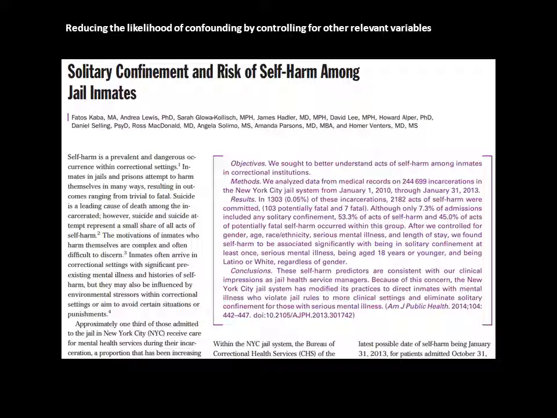However, the two variables might be associated with other factors. So the researchers adjusted in a statistical model for gender, age, race, serious mental illness, and the length of time they were in prison. By adjusting for these other variables, they were able to strengthen their argument that the relationship between solitary confinement and risk of self-harm is less likely to be spuriously attributable to some of these other variables.